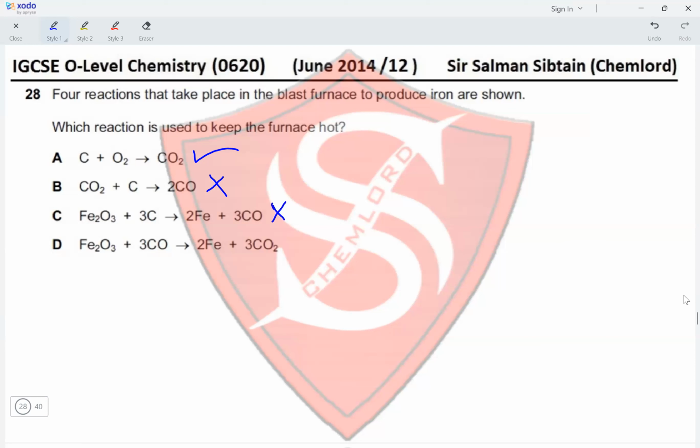This is the reaction that takes place to extract iron. And iron oxide plus carbon monoxide produces iron and CO2. This will also not be used to keep the furnace hot because this is also producing iron metal. That means extraction of iron is taking place. So the only reaction that will keep the furnace hot is the burning of coke, which is there in option A, making A the correct option for this question.